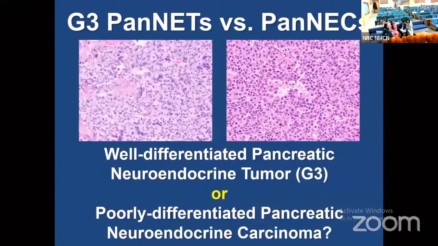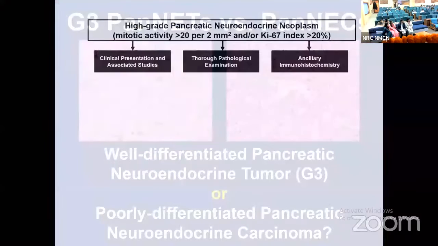The problem, however, is the distinction between these two entities can certainly be challenging. Many G3 well-differentiated pancreatic neuroendocrine tumors, that again should resemble the islets of Langerhans, can demonstrate overlapping histologic features with poorly differentiated pancreatic neuroendocrine carcinomas. For these cases, without additional data other than just the H&E, one cannot really tell which is a neuroendocrine tumor and which is a neuroendocrine carcinoma.